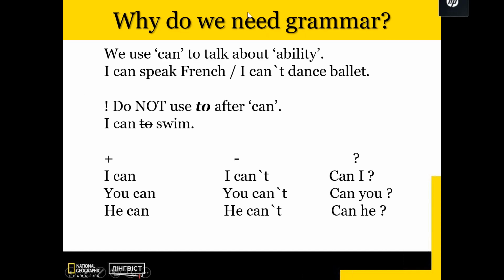Let's move on to the grammar. Can you imagine teaching young learners that? Is it easy to explain to them when we use can? What are the forms of can? So if the first graders see that, even if you use your native language, it would be quite difficult to understand what is going on in the lesson, right? And especially this to particle, right? Do not use to after can.